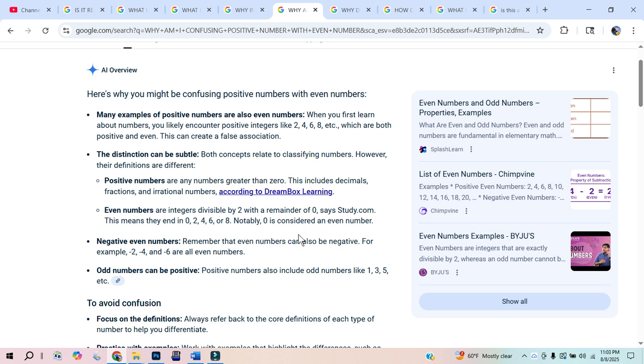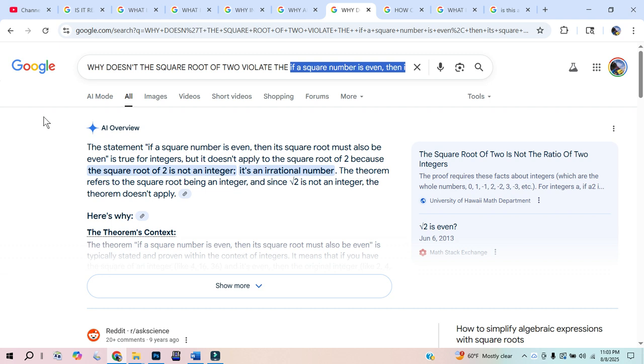Or -1/2, however that works out. So that's going to be the formal definition of what an even number is. All right, so let's see where we go from here.